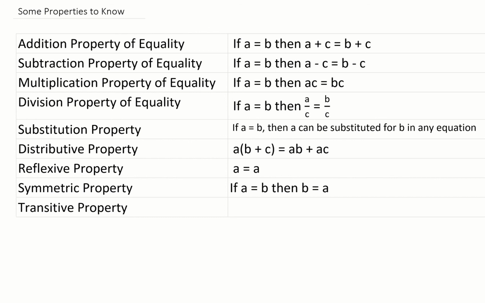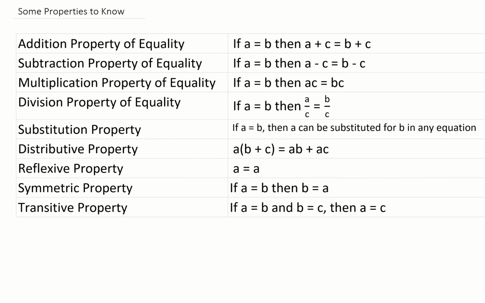And then the symmetric property states that you can reverse the order in an equation and it still represents the same thing. So if A is equal to B, then that means B is equal to A. So for example, if X is equal to 5, then that means 5 equals X.